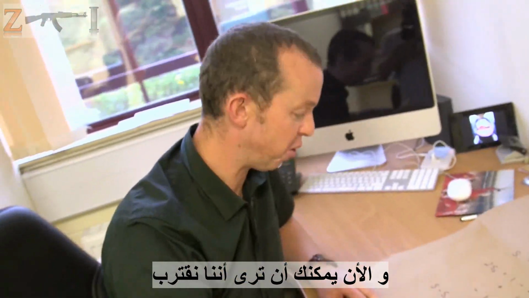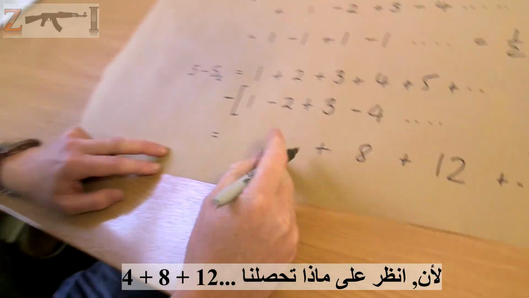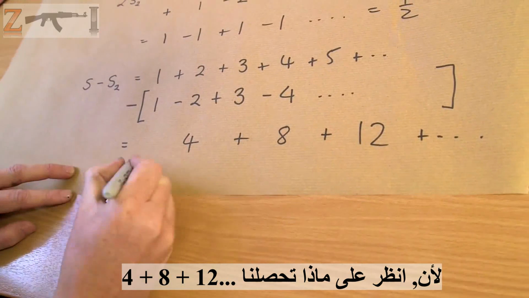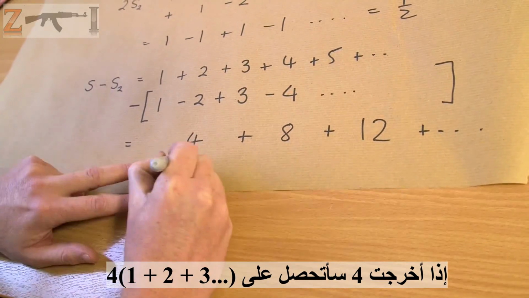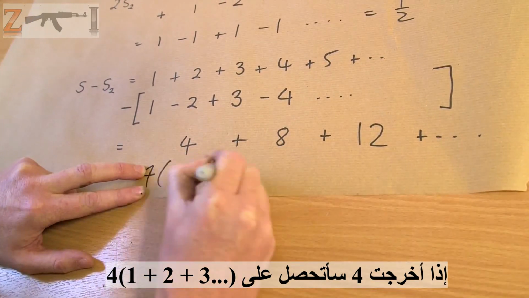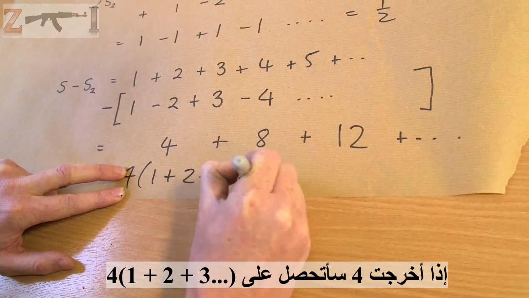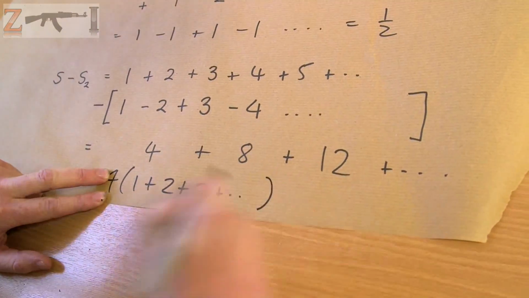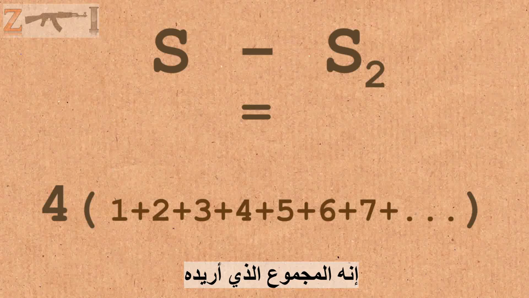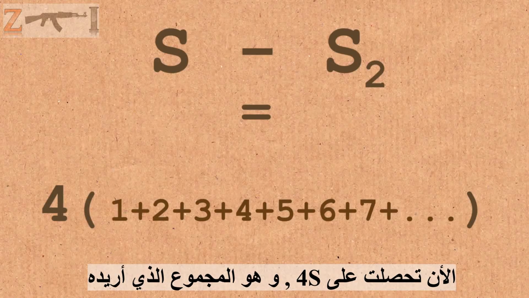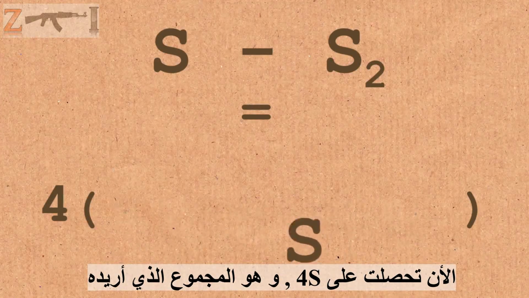And now you can see we're almost there, right? Because look what I've got here. I've got 4 plus 8 plus 12. If I take a factor of 4 out, it's 4 times 1 plus 2 plus 3. Okay? It's my sum that I wanted. So now I've got a formula for my... So this is just 4 times S, which is my sum.